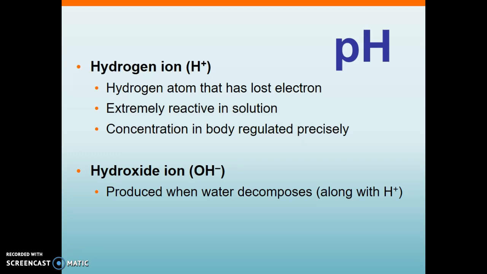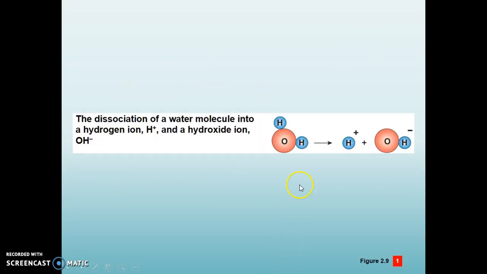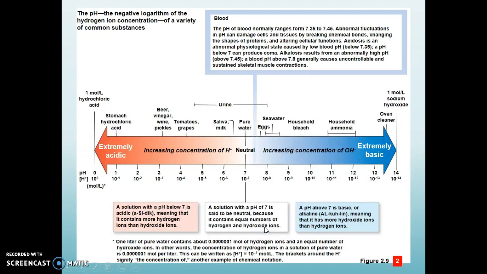So if you took water and separated it, you would have one hydrogen ion, H+, and one hydroxide ion, OH negative. Here's water dissociating into the hydrogen ion and the hydroxide ion. The pH is critical. Homeostasis must maintain our pH in a very, very precise way.